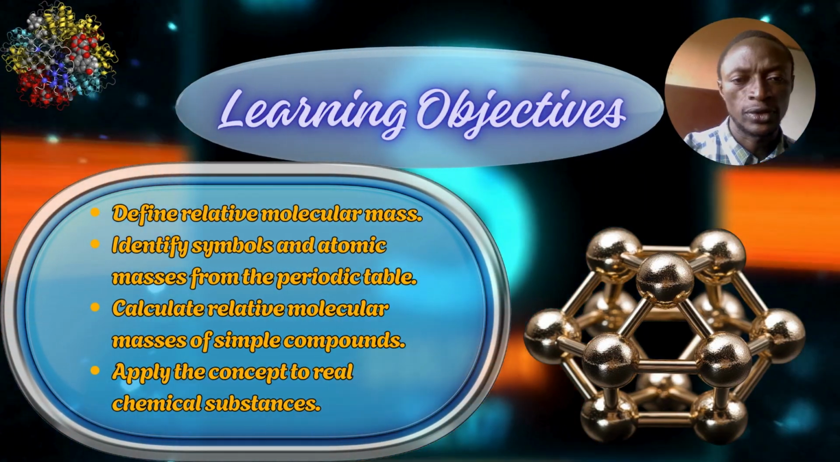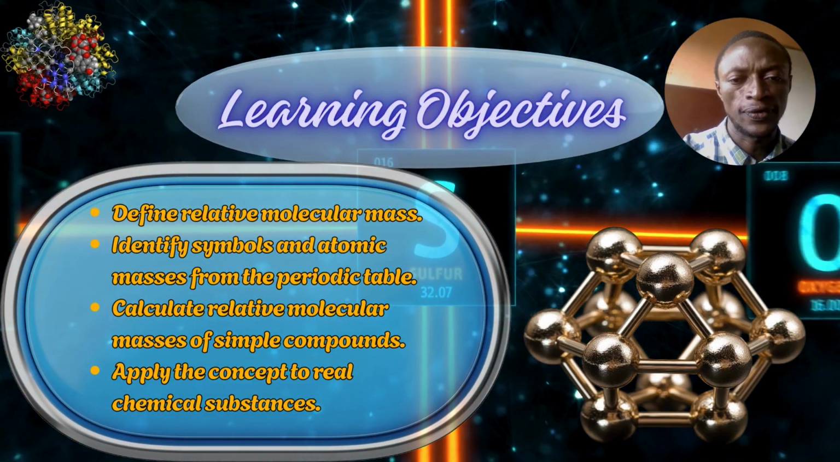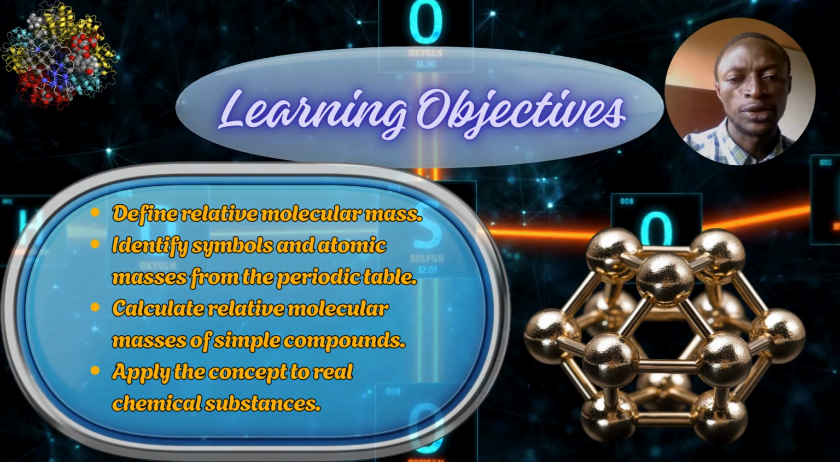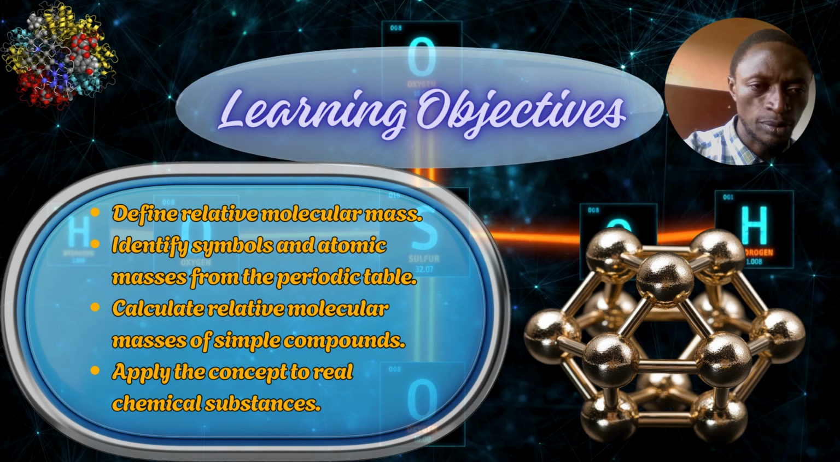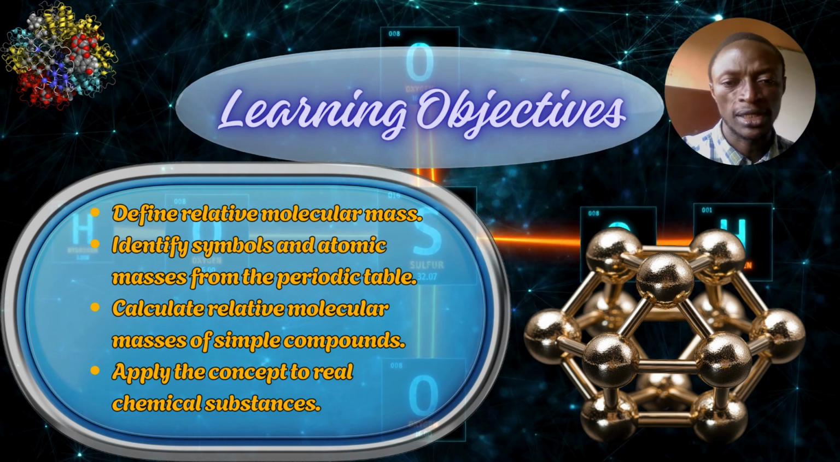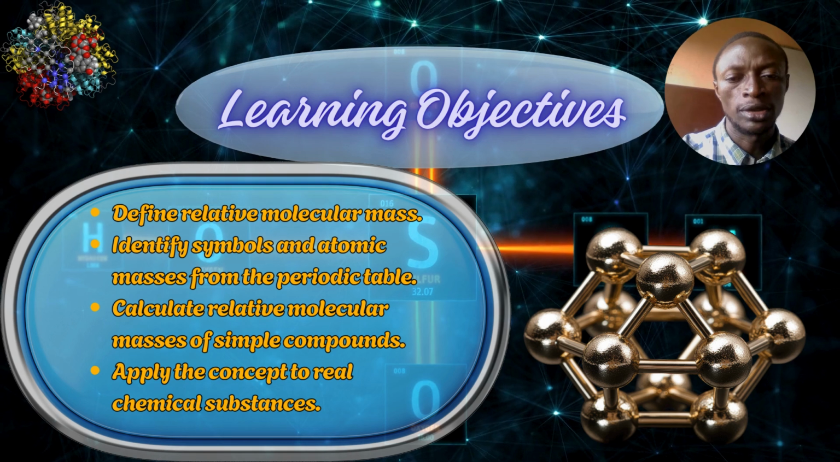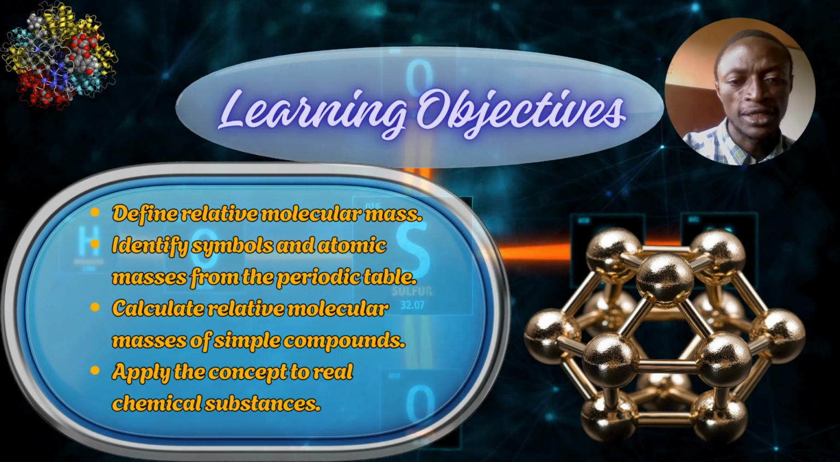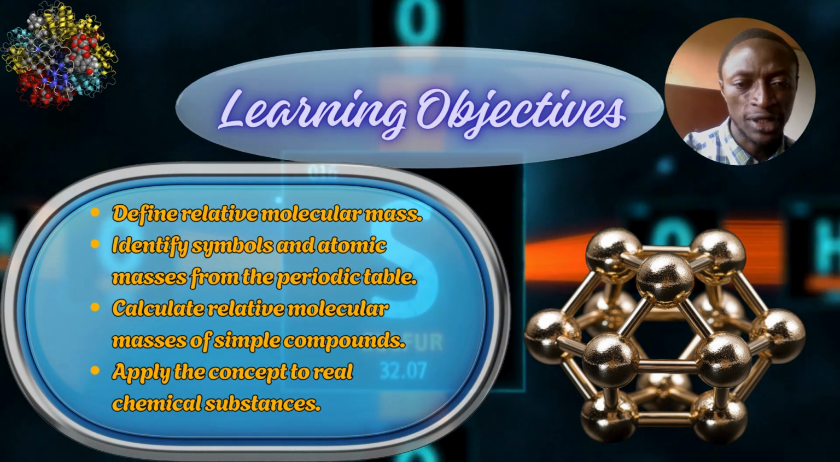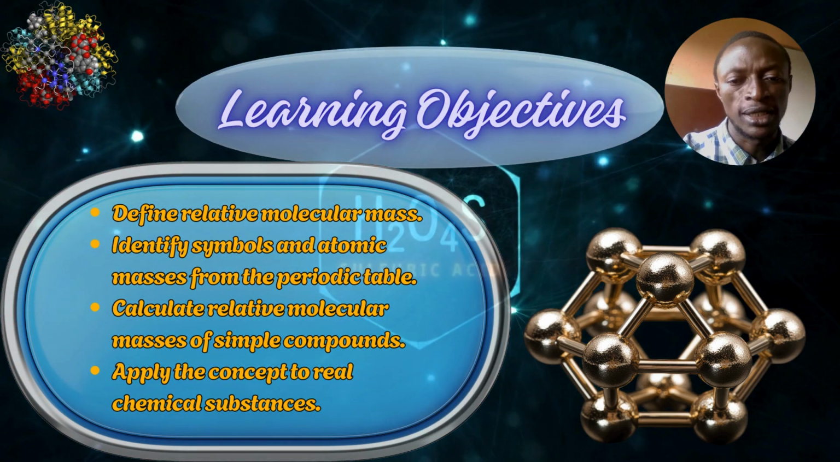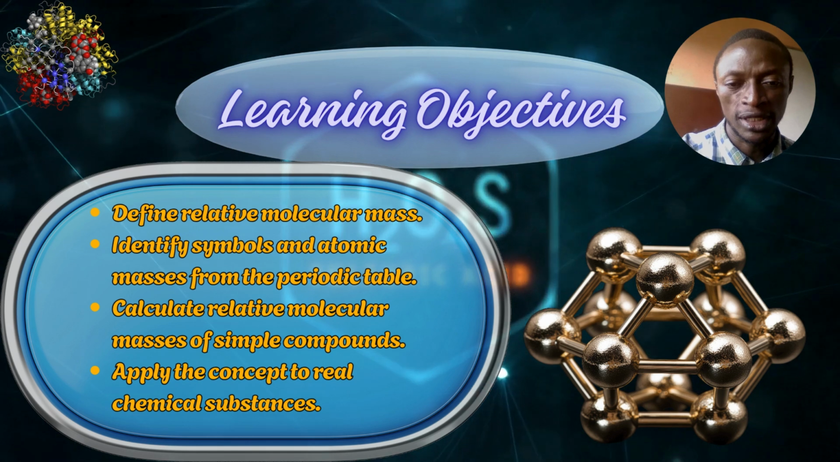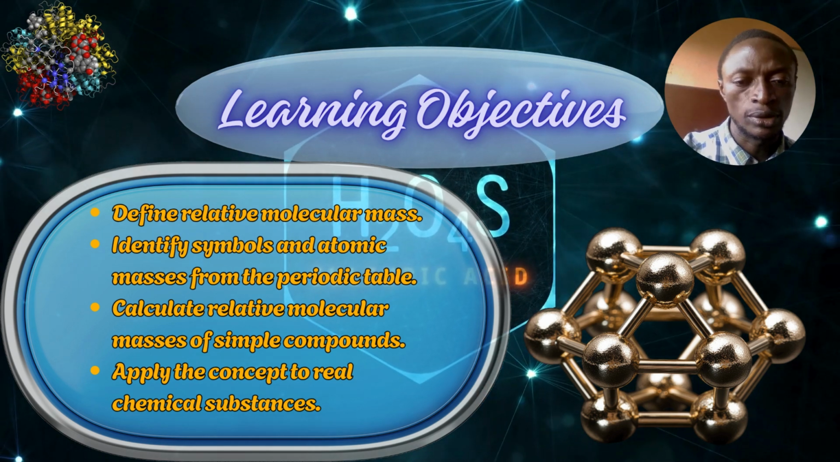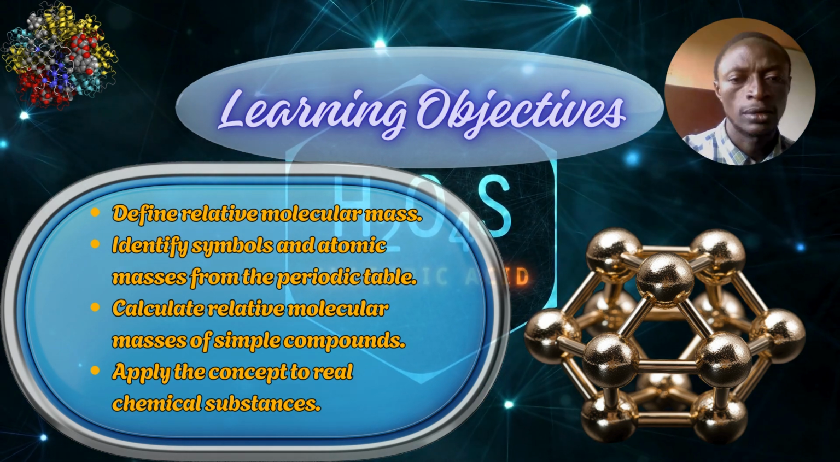Lesson objectives for today's class are: 1. To define relative molecular mass, 2. To identify symbols and atomic masses from the periodic table, 3. To calculate relative molecular masses of simple compounds. Then we also apply the concept to real chemical substances.